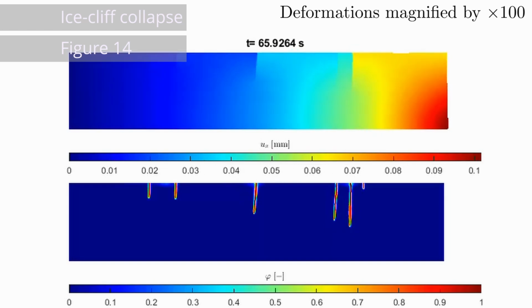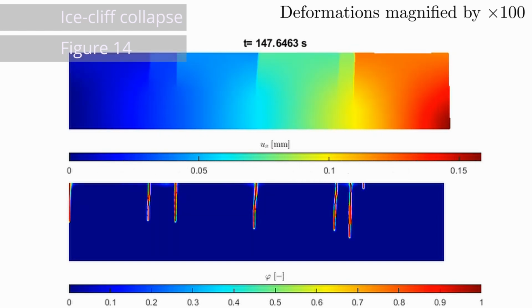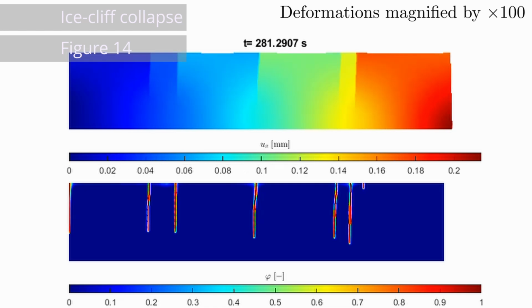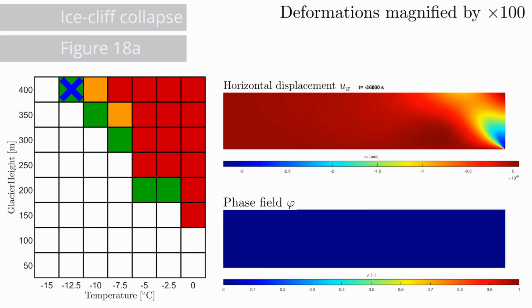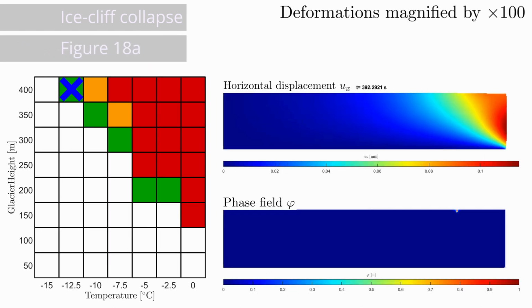While multiple cracks grow at the surface due to tensile stresses, removing the friction at the base prevents shear bands from developing. As a result, the ice cliff remains stable without any full-thickness failure events. Finally, we can apply the model to a range of different glacier heights and ice temperatures, demonstrating the importance of including temperature dependence within ice models.